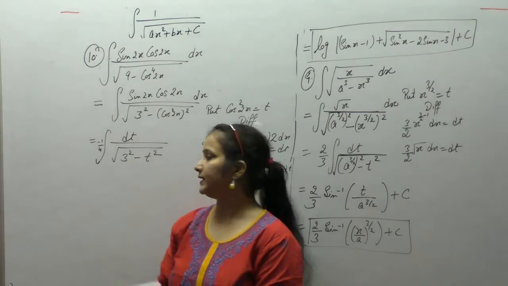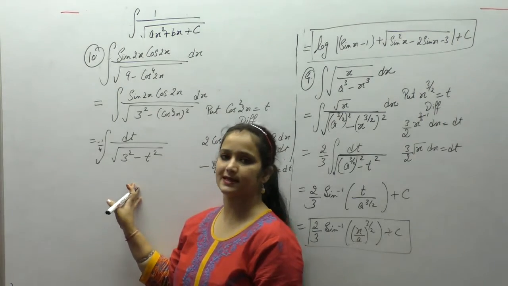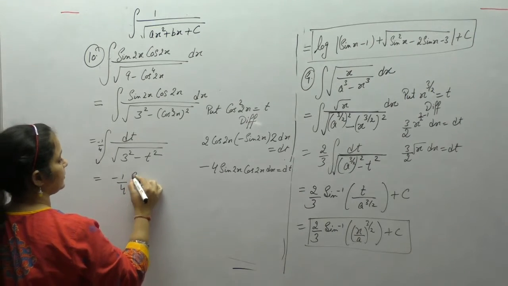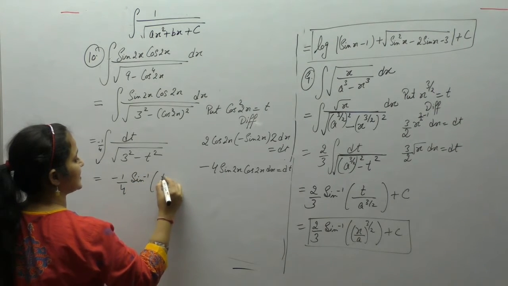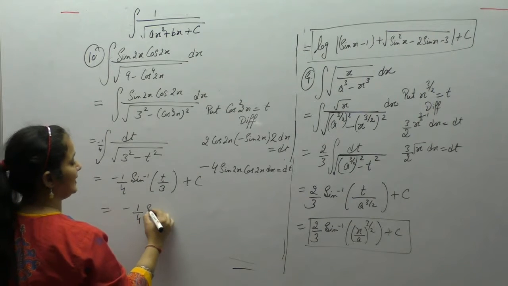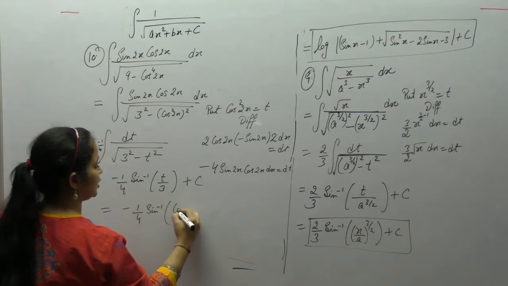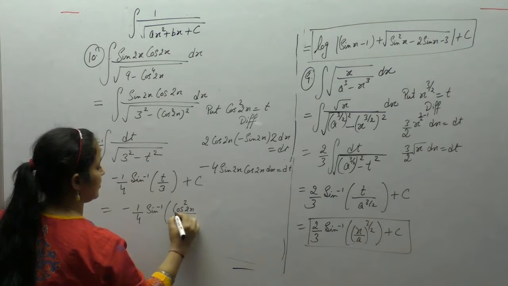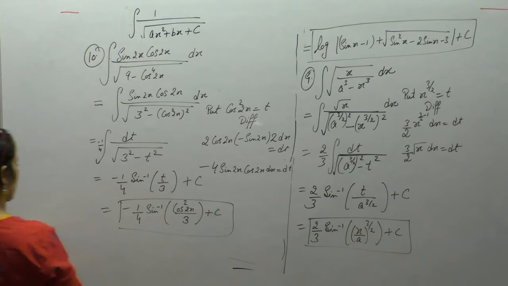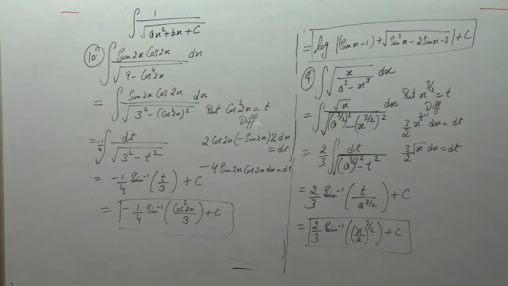Again, the integral of 1 upon square root of a square minus x square is sine inverse of x upon a plus c. And t here is cos square 2x. So the answer is minus 1 by 4 sine inverse of cos square 2x upon 3 plus c.